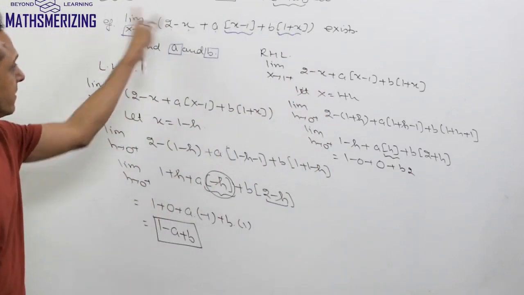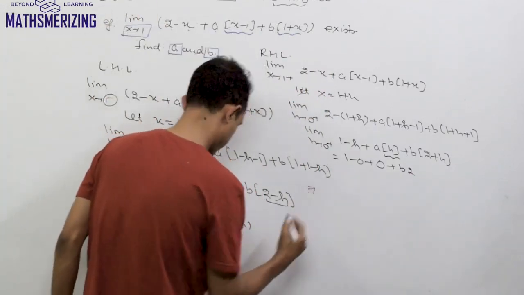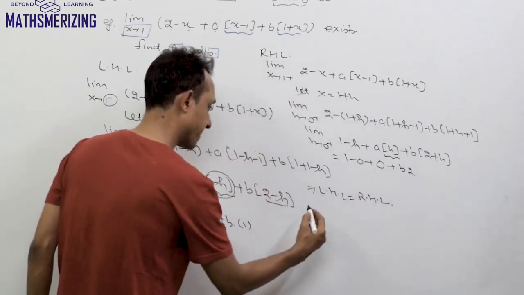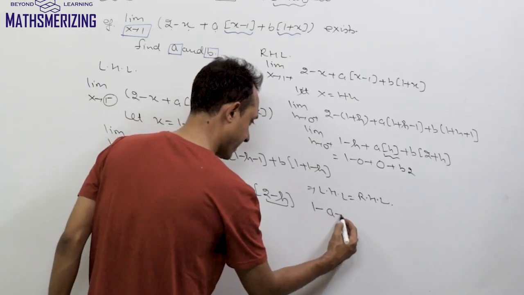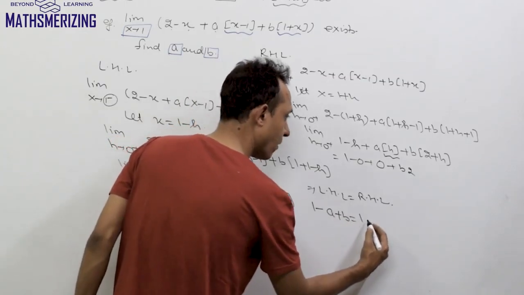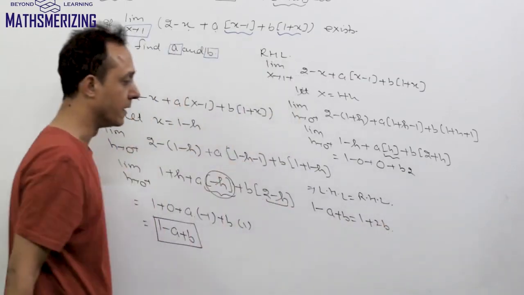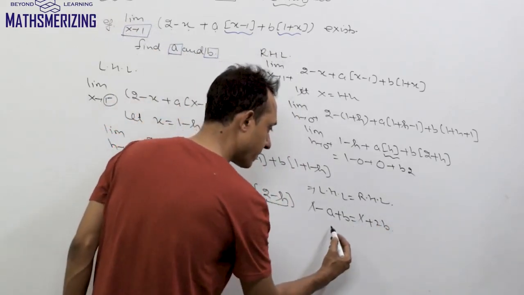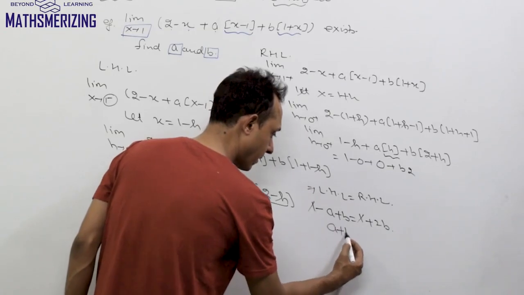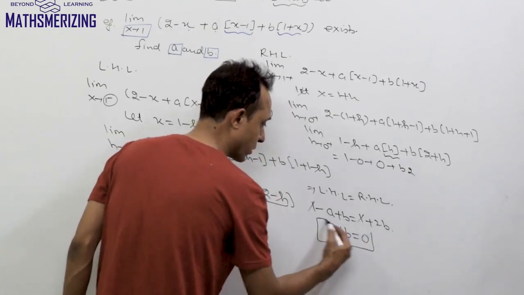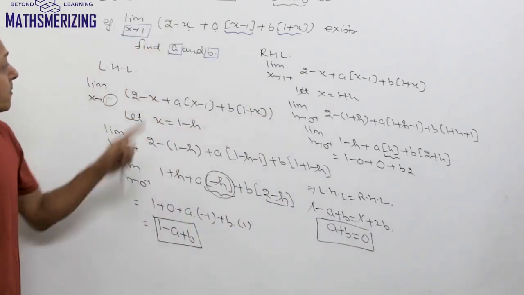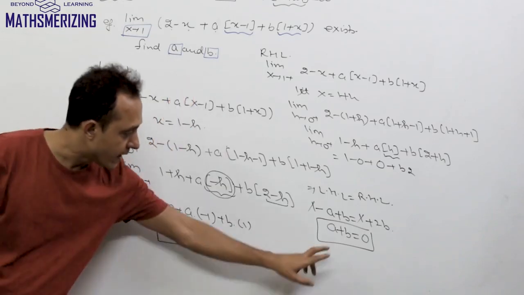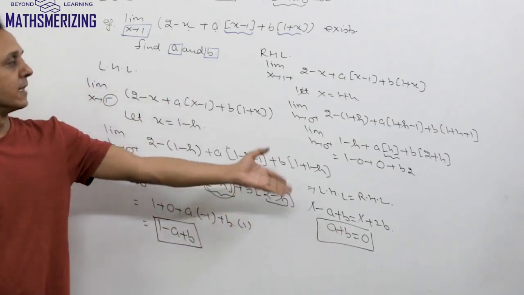So if the limit exists, then the left hand limit should be equal to its right hand limit. So the left hand limit is 1 minus a plus b, and this is 1 plus 2b. If I cancel 1 with 1, I can simply write a plus b equals 0. So answering this question, what are the possible values of a and b? a and b can take any real values provided a plus b is equal to 0. So that is the answer to this question.